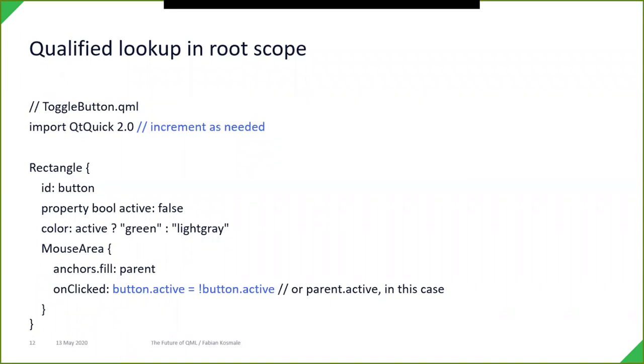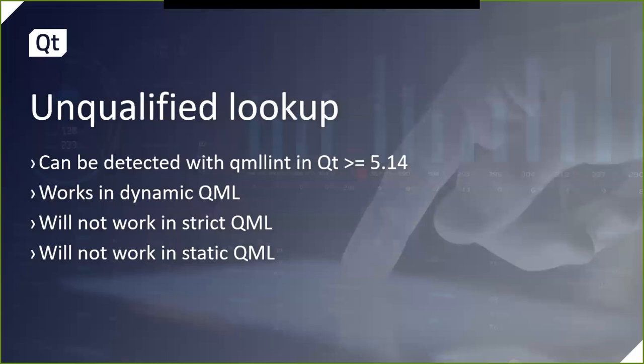Okay. So how can you fix this in your existing code base if you have unqualified lookups? Well, since 5.14 already, we support it in QML lint. And if you still keep working in dynamic QML, then you don't have to hurry, because unqualified lookups will still work. But when you are working in static or strict QML, unqualified lookups will be forbidden.